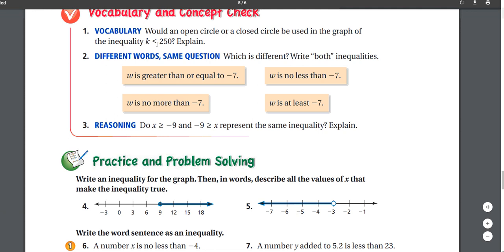Number 2, which is different, right? Both inequalities. I don't like the way that they explain this. Ultimately, which of these is different? Well, w is greater than or equal to -7. Hang on, let me open this in a different page here so I can write on this.